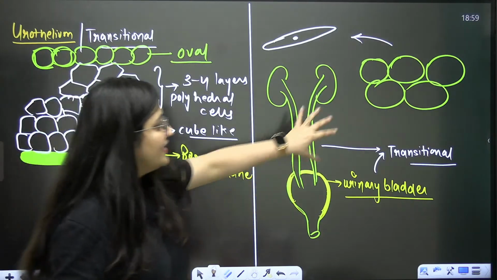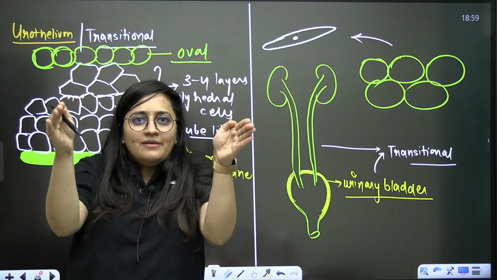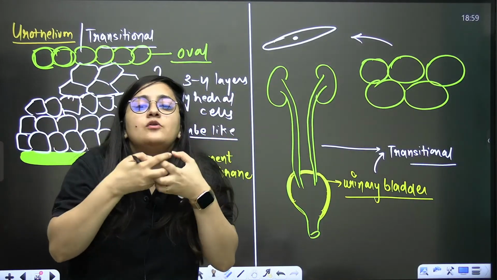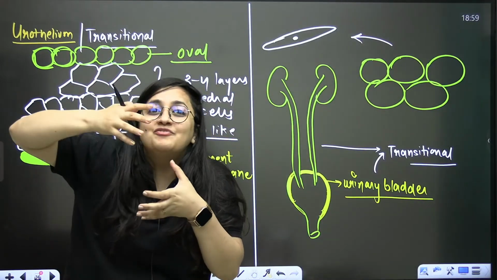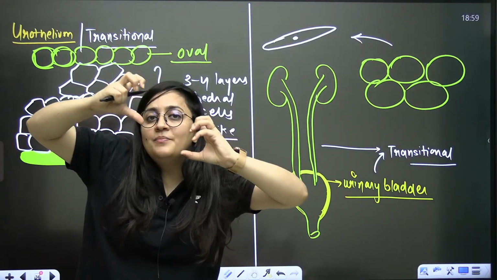Done. So initially it was oval, now it is becoming flat. So obviously the volume of that urinary bladder will increase. So yes, we can hold the urine for some time. But after that, there will be no further distension. The cells will not become more flat.